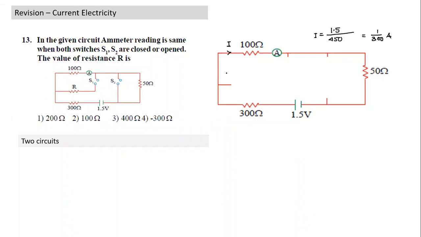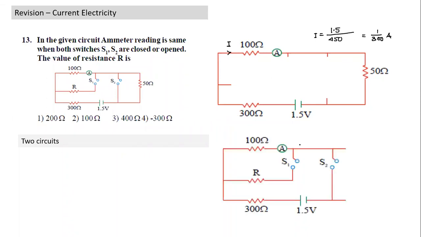When we close both the switches, what will happen? This switch is closed, and this switch also is closed. You notice the effect of closing this switch. If I close this switch, the resistance between this point and this point is 0. So 0 resistance and 50 resistance are in parallel. Effectively, no current will flow through this, and the resistance between these two points for this entire part becomes 0. This is my circuit here. And if the reading is still the same, it means this current is 1 by 300.